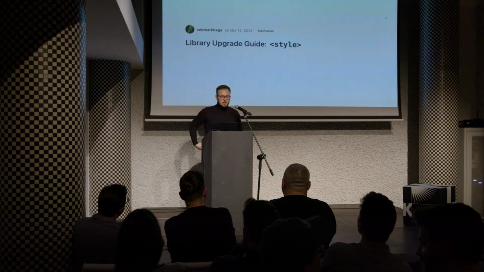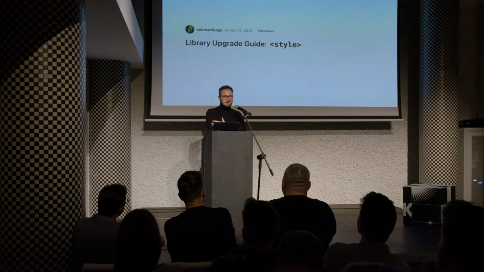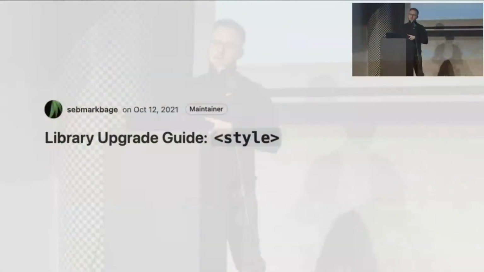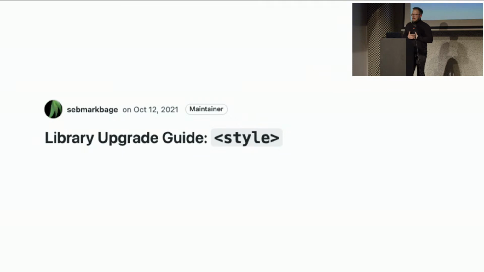I think we're good. So when Sebastian Markbage, core maintainer of React, wrote his library upgrade guide in the React working group repository, I don't think he was aware of the impact it would have on the discourse around CSS and JS libraries, especially since in the end it was just a set of instructions, a set of tips to CSS and JS library authors in order to make the process of migrating those libraries to React 18 easier, I believe. And even though it was like 1.5 years ago, the discourse is still going.